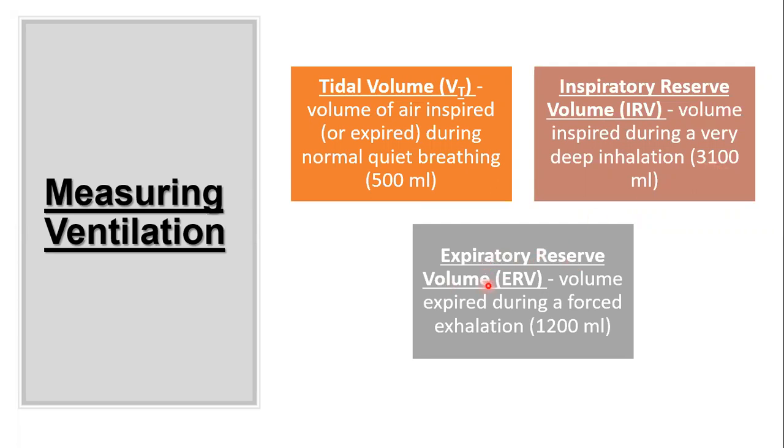Expiratory reserve volume is the volume expired during a forced exhalation. Like when you're puffing air out, the maximum volume of air that can go out of your lungs when you're breathing forcefully. And this is around 1,200 milliliters.